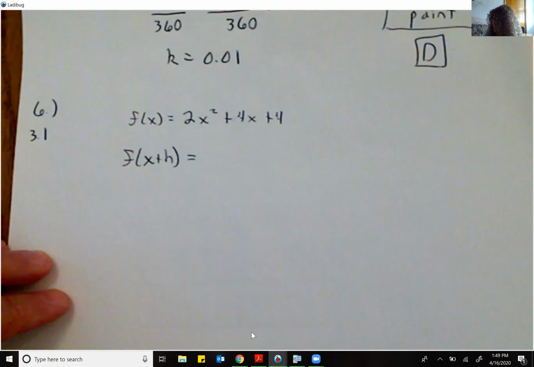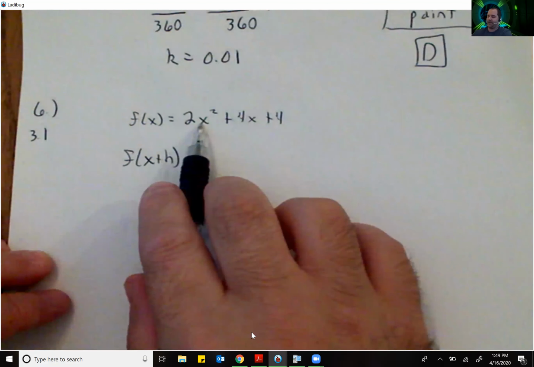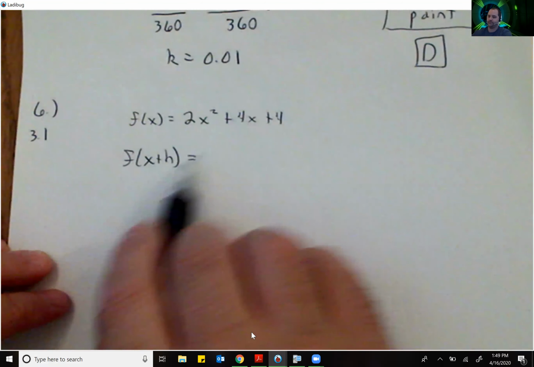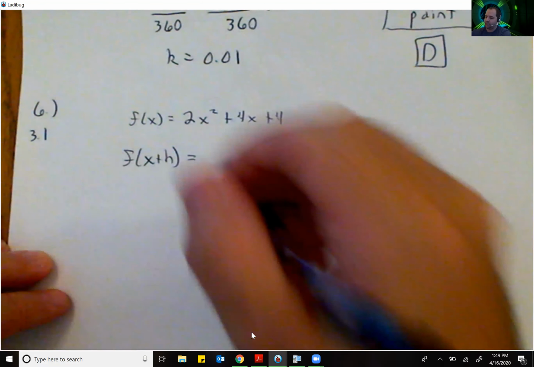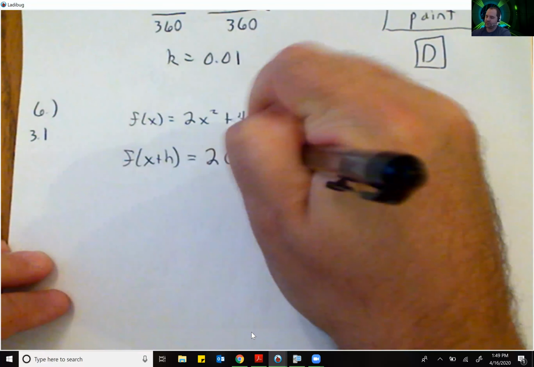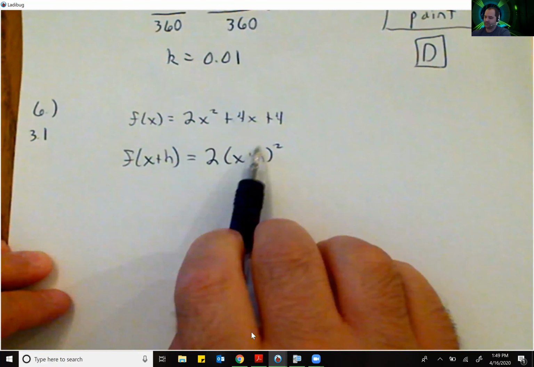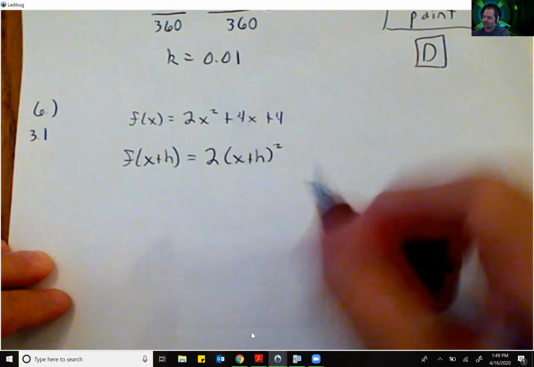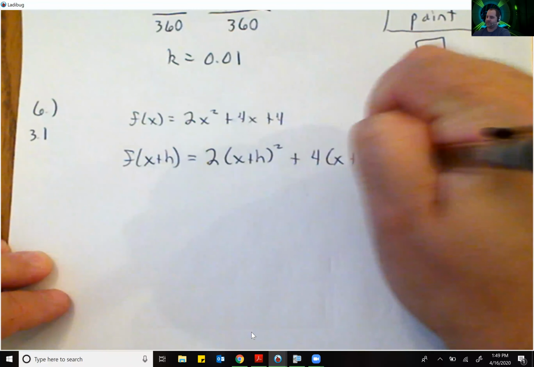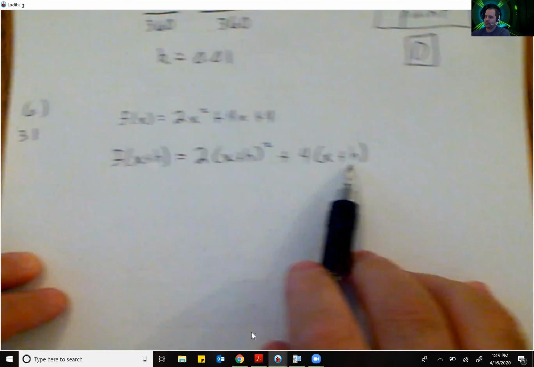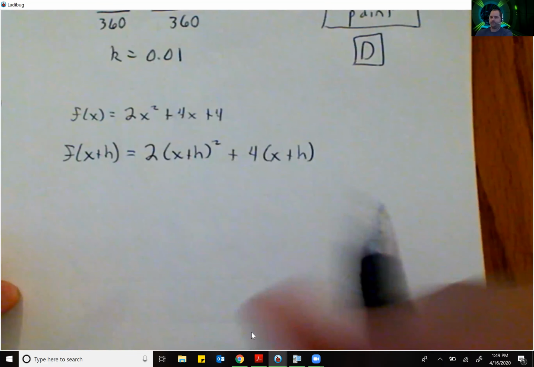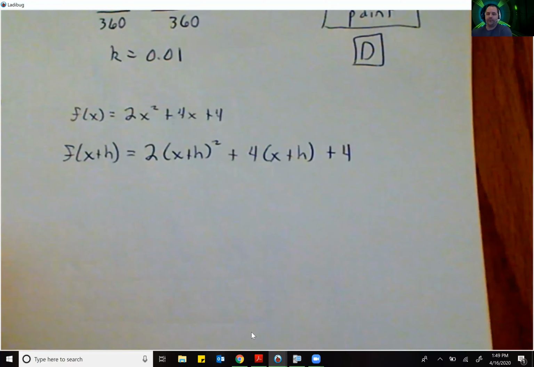Do they want you to put that in? Yeah. So anywhere we see an X up here, we're putting X plus H. Okay. So we're going to have 2 parenthesis X plus H squared, because that used to be X, plus 4 parenthesis X plus H, because that used to be X, plus 4. So all we're going to do now is run some cleanup.